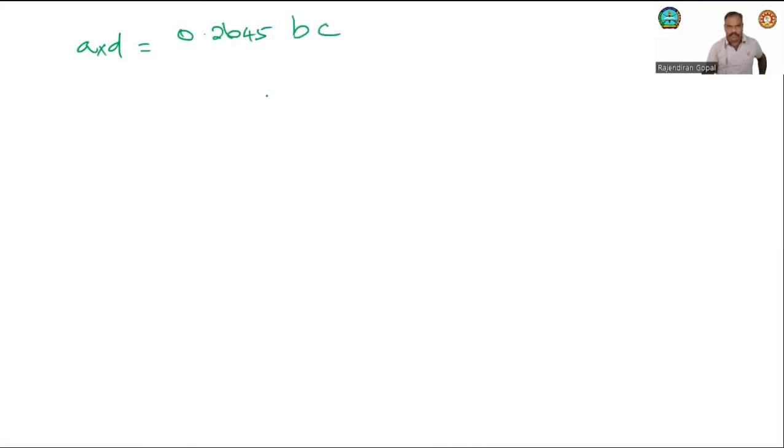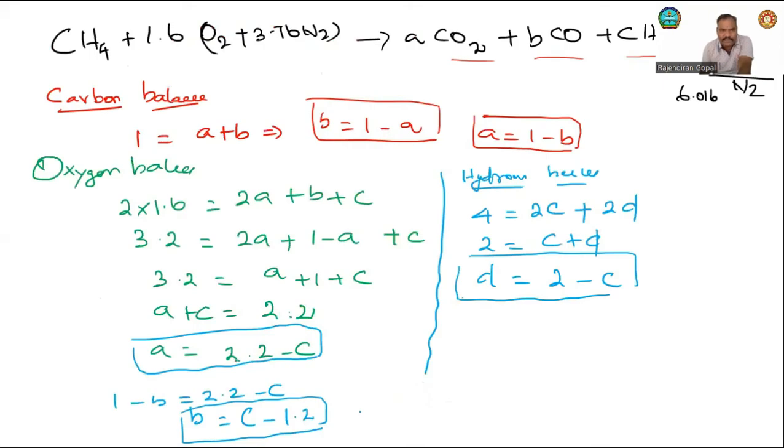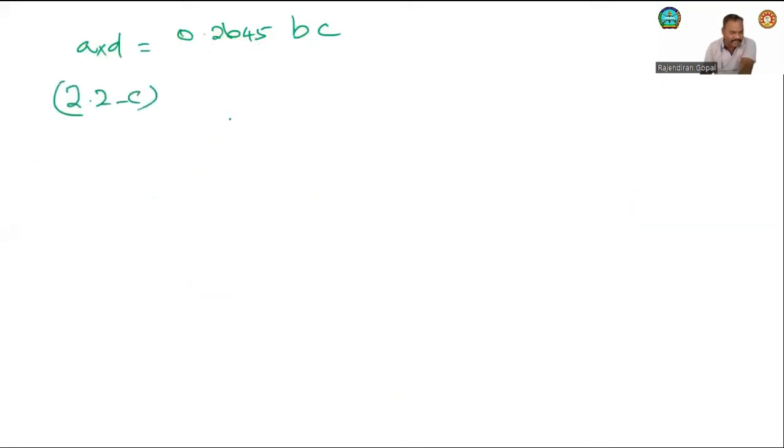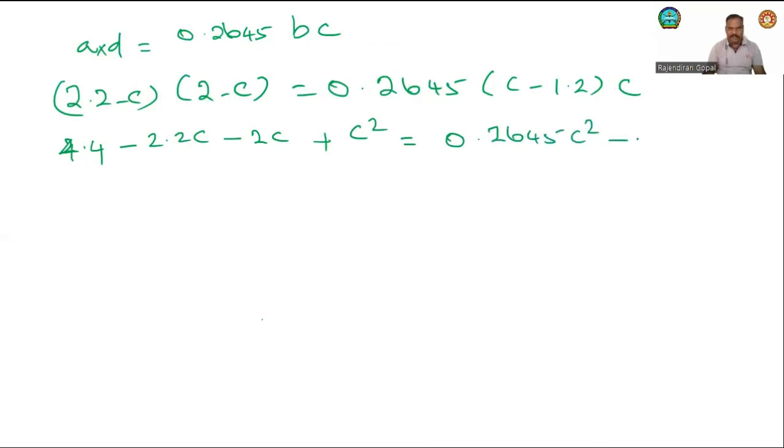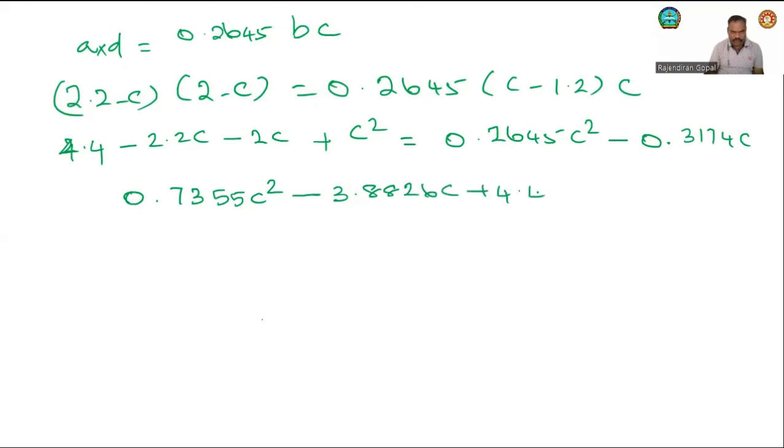0.2645 multiplied by BC. Now we know the relation between A and C is 2.2 minus C, then D and C is 2 minus C, equal to 0.2645 times B and C, that is C minus 1.2 multiplied by C. Then the next simplification: 2.2 into 2 is 4.4, minus 2.2C, then minus 2C plus C square, is equal to 0.2645 C square minus the multiplication of 0.2645 into 1.2, that is 0.3174 C. Upon simplification we get 0.7355 C square minus 3.8826 C plus 4.4 equal to 0.